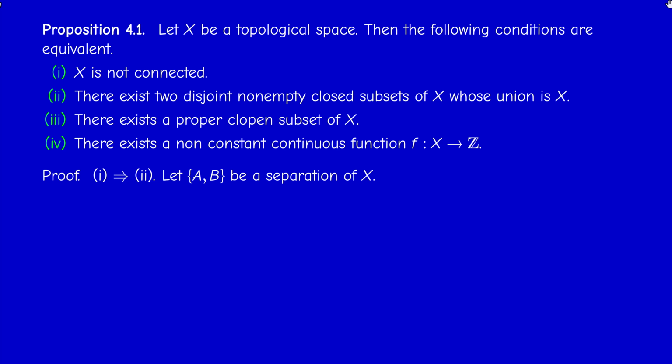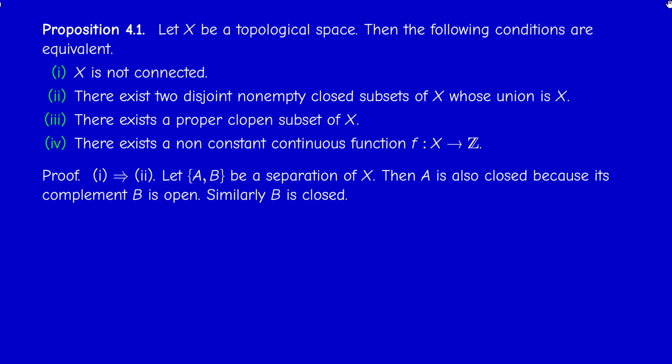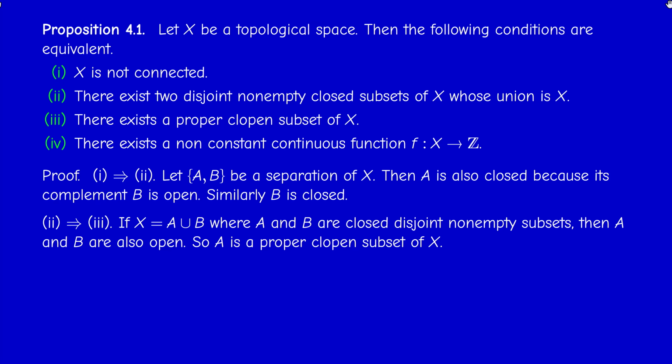If you have a separation A, B, and you can denote the separation by AB, CD, UV, anything you like. So if you have a separation AB of X, then as we observed, A is closed because B is open, and B is closed because A is open. So we have now a partition into two closed sets instead of open sets. 2 implies 3. Also, it's trivial because A is not empty and it's not the whole space, so it's proper and both closed and open. So observe that.